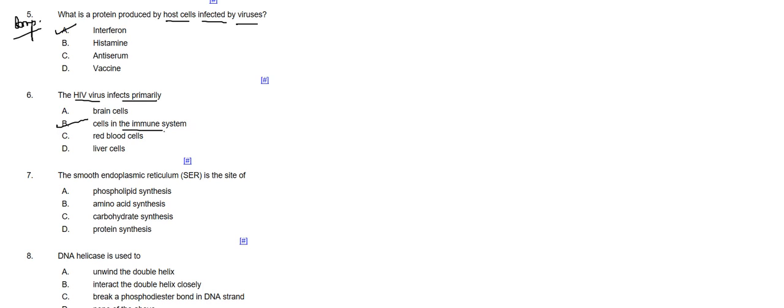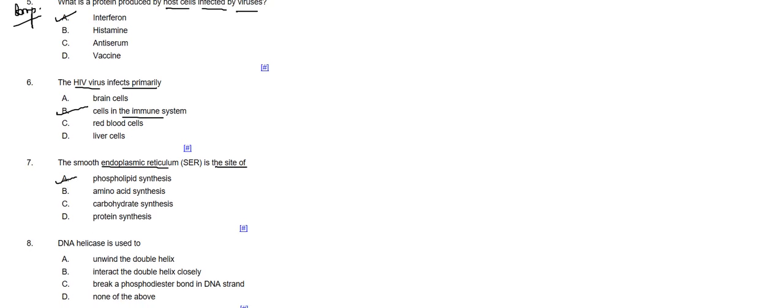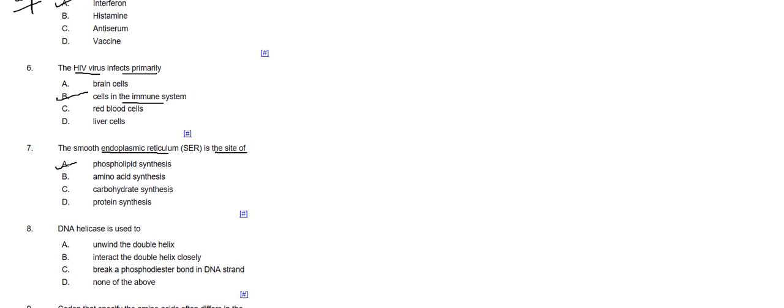Okay. Next is, the smooth endoplasmic reticulum is the site of. So it is the site of lipid synthesis. So number A, phospholipid synthesis will be the answer. Next is number 8. DNA helicase is used to. So DNA helicase is used to unwind the DNA double helix. It is used to break down the hydrogen bonds. Okay, we already discussed this. It is used to break down the hydrogen bonds between the base pairs.